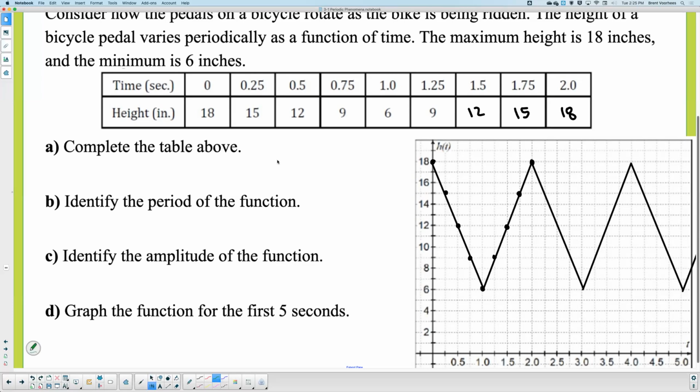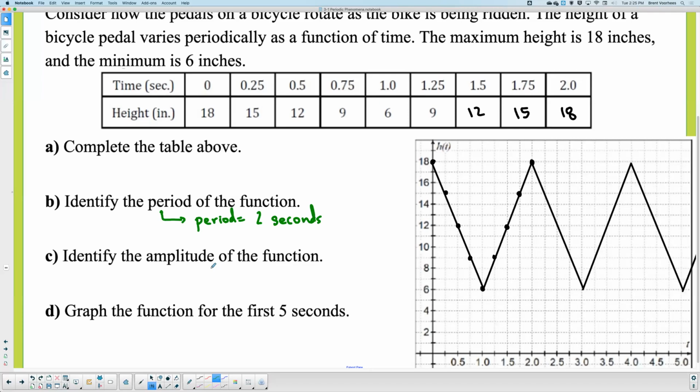Okay, so we completed the table. Let's identify the period. Oh, you already told me that. I didn't write it in. What's the period equal? The period equals 2 seconds. It took 2 seconds to go from maximum to maximum.